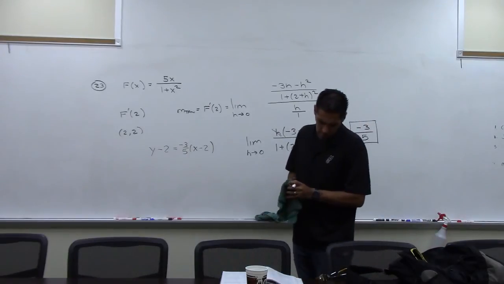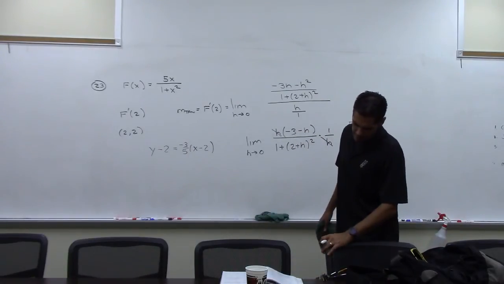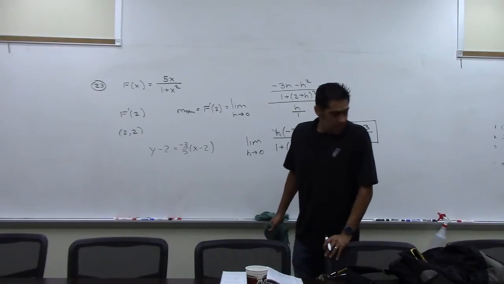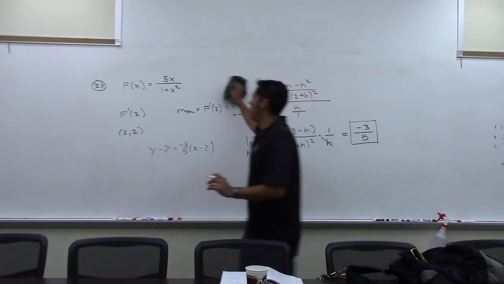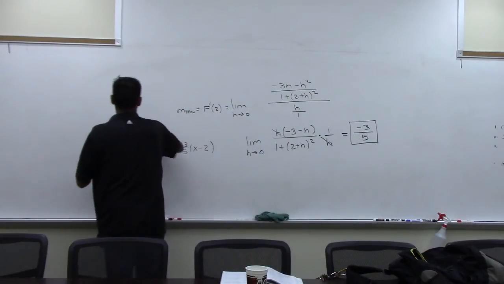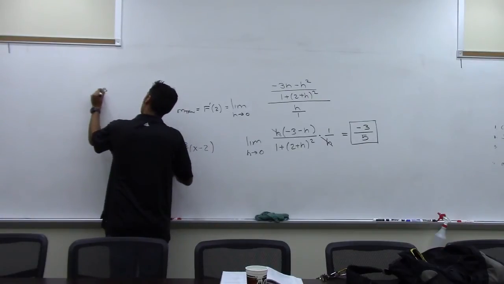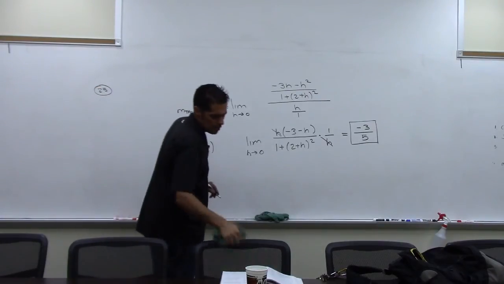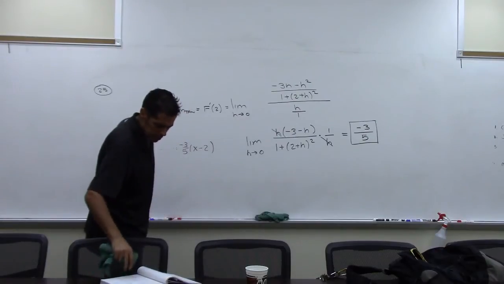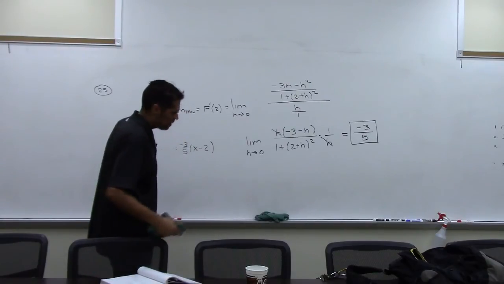Let's go to 25. So 25. We give you this function 3x squared minus 4x plus 1.